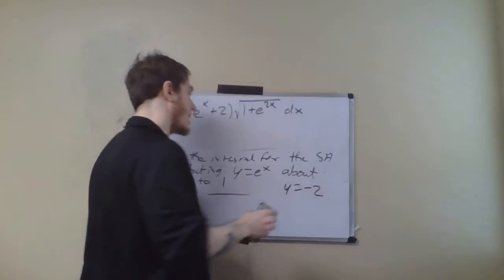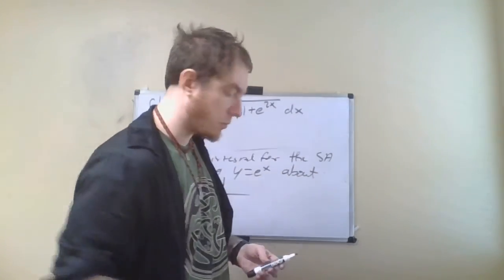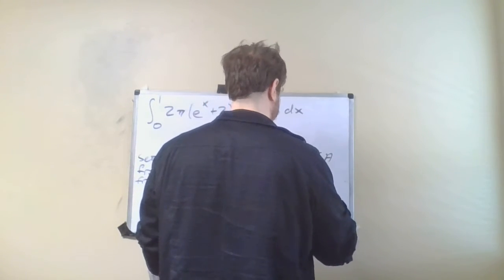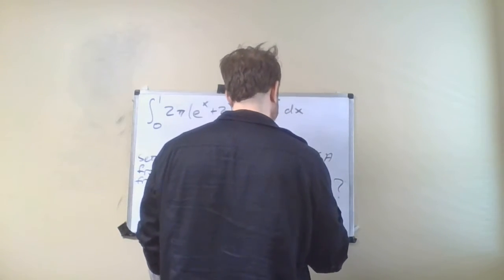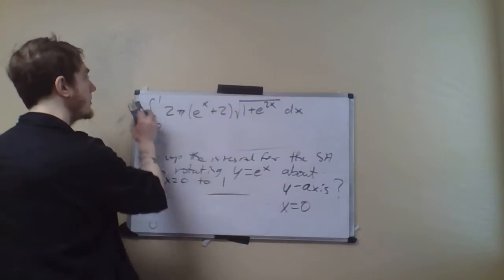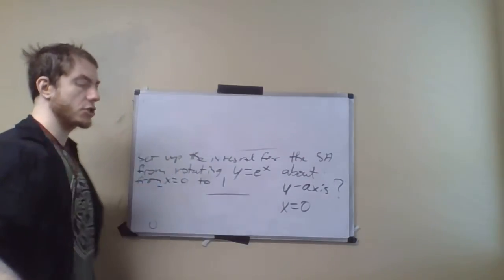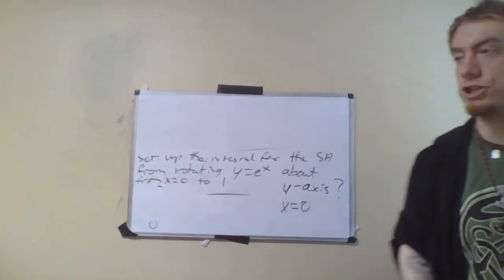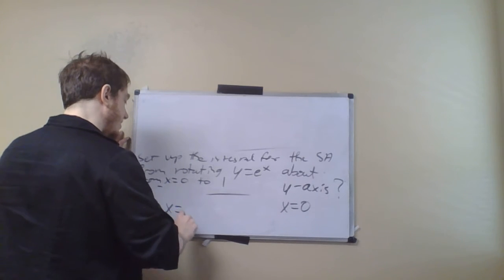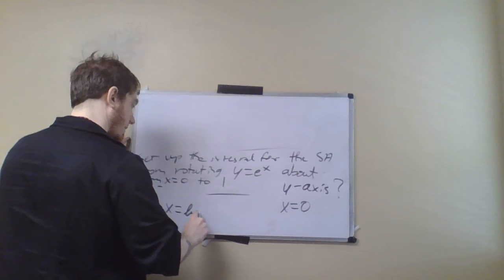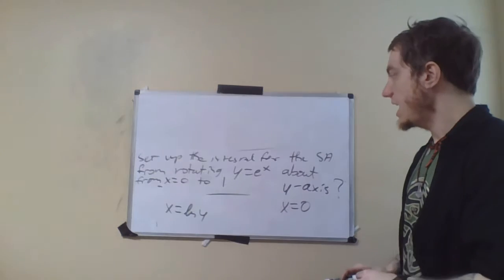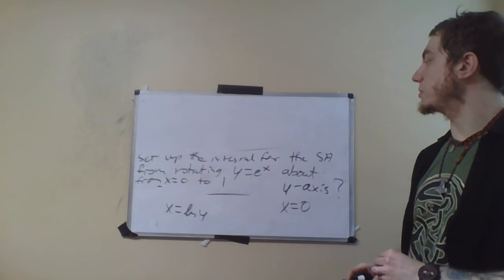What if, on the other hand, I wanted to rotate this curve around, let's say, the y-axis? So this is the curve, the line x equals 0. Well, in this case, my height direction is going to be along y, and my radial direction is along x. So I want to notice here that x is equal to the log of y. And this is now the curve that I'm going to be rotating. And this is going to go from 0 up to 1.